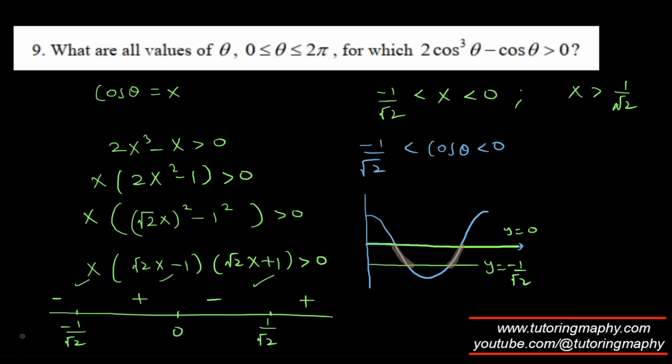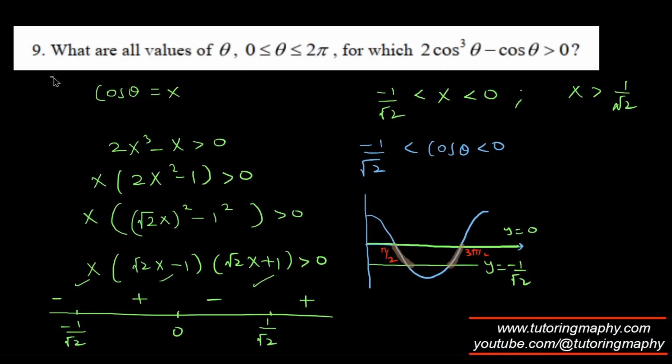Okay. What are the x values? This is obviously pi over 2 and this is 3 pi over 2. And y is negative 1 over root 2. So cos is 1 over root 2, sorry, when it is pi over 4, so I need to switch pi over 4 into quadrant 2 and quadrant 3.